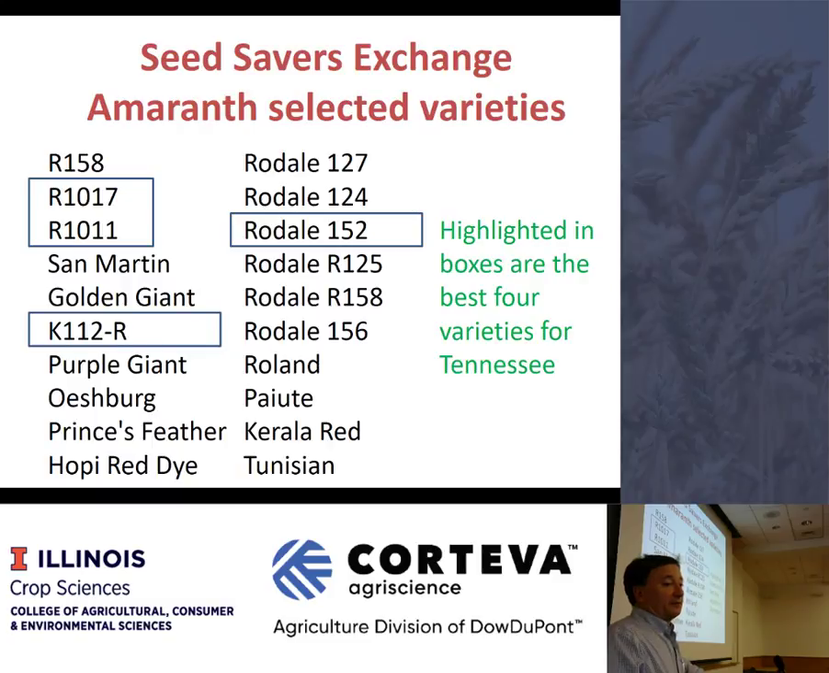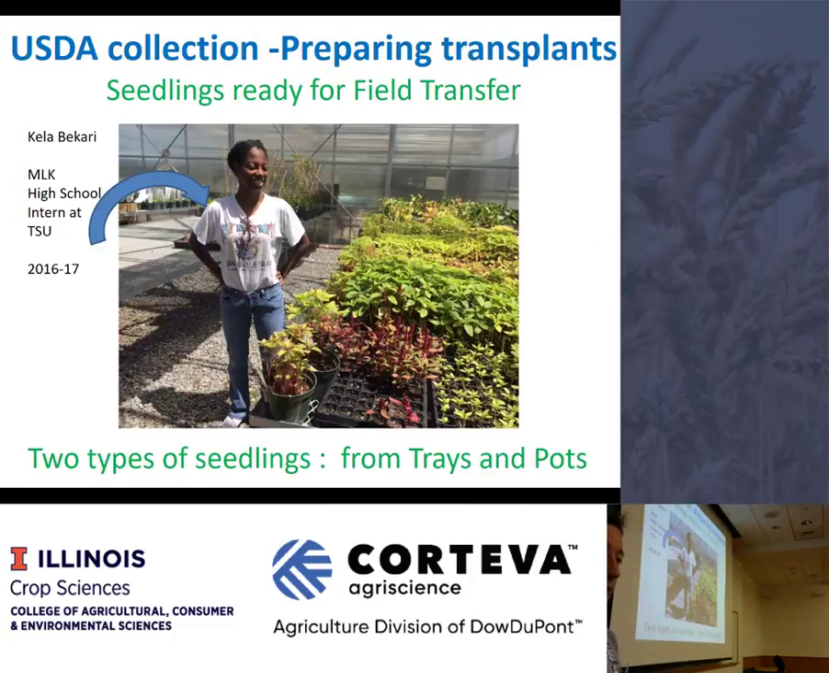And Kaufman really wrote the book on a lot of the amaranths when they first were coming out. So he was always asked to write the review papers and things like that. And I had the chance to work with him and his right-hand field person. So these are the best varieties, and pretty much they're all from Rodale.